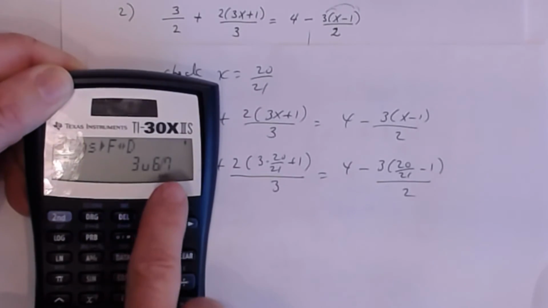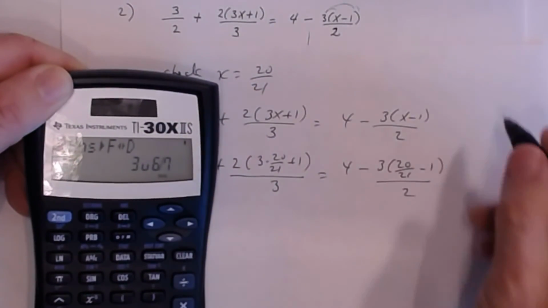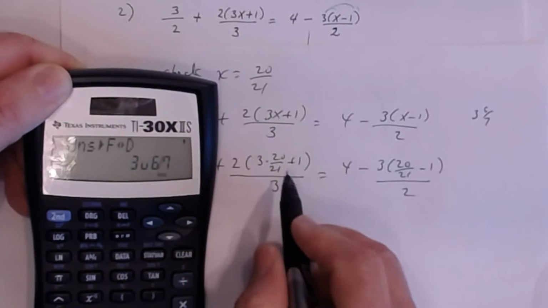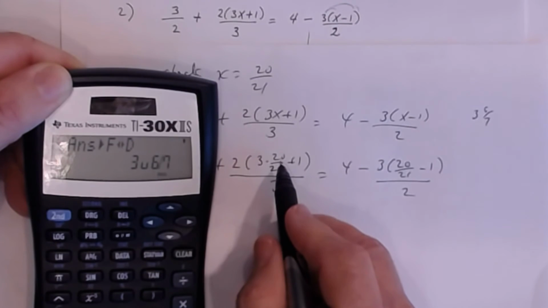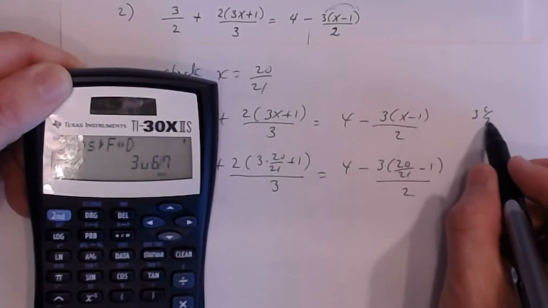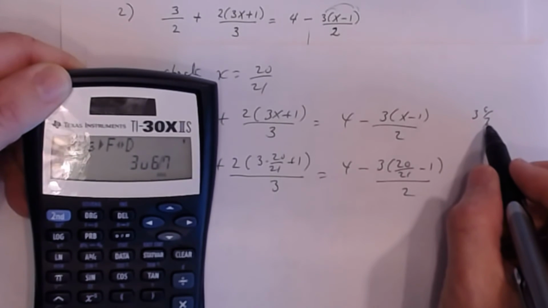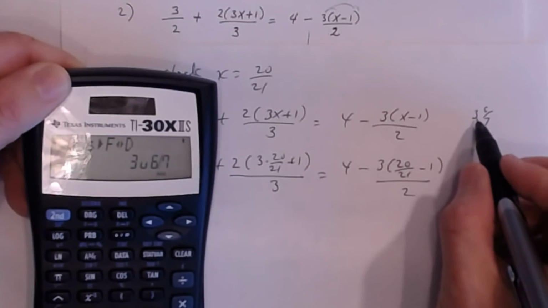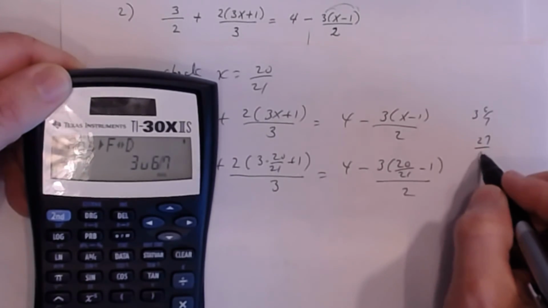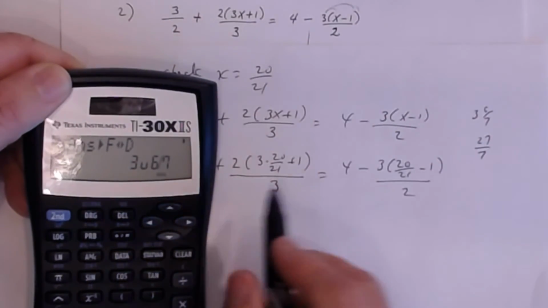And so this is 3 and 6/7. So this right here is 3 and 6/7. Okay? And I'm going to go ahead and write this as an improper fraction. So 3 times 7 is 21. 21 plus 6 is 27/7. All right, so that's what this is.